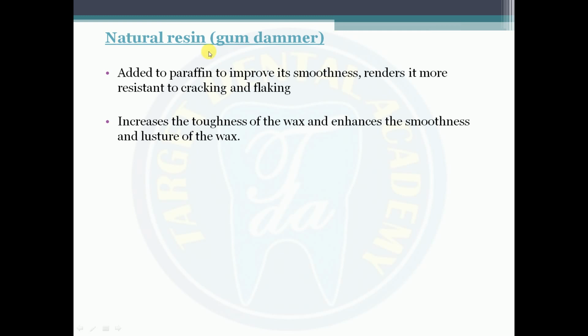Coming on to the natural resin, that is gum dammar, added to the paraffin wax to improve its smoothness and renders it more resistant to cracking and flaking. I have already told you this MCQ: gum dammar is the component of the inlay wax which makes the wax flake resistant. It also increases the toughness of the wax and enhances the smoothness and the luster of the wax.